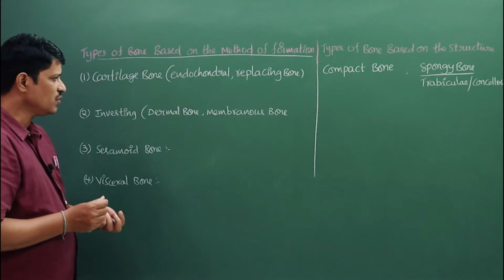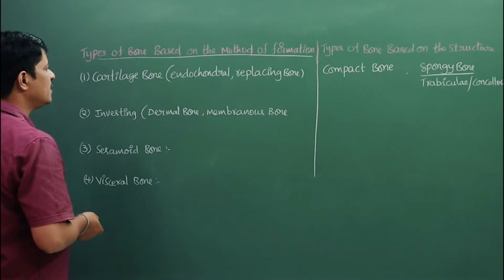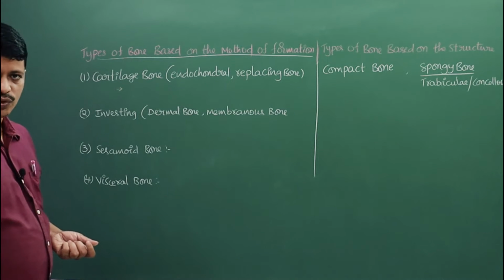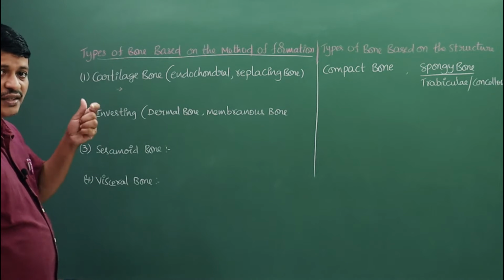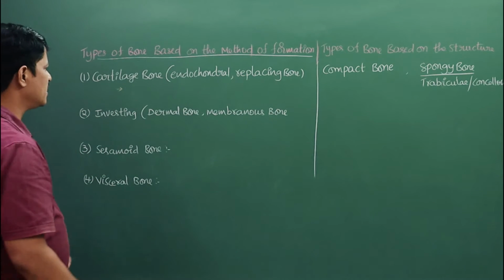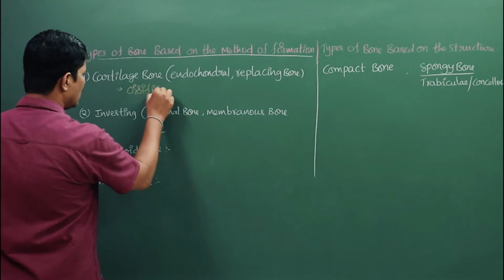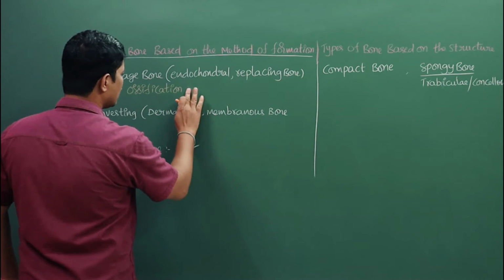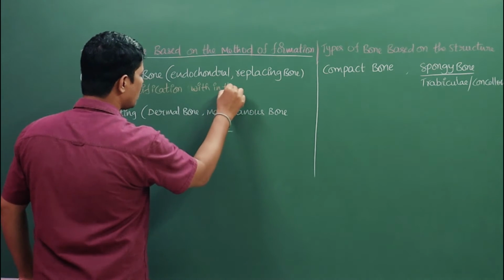Now we are going to discuss the structure, how these bones form. First, the cartilaginous bone. The cartilaginous bones are formed by ossification within the cartilage.